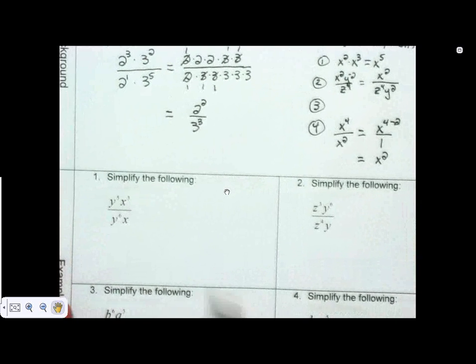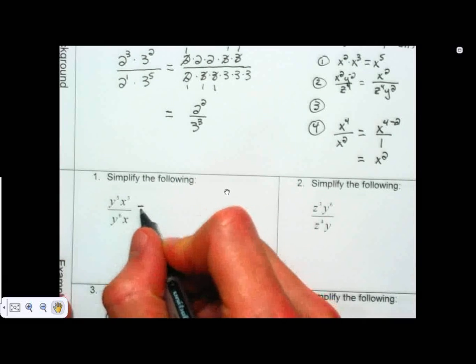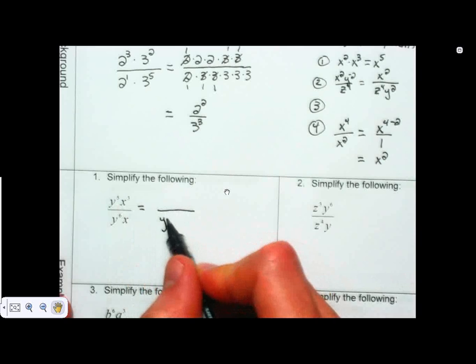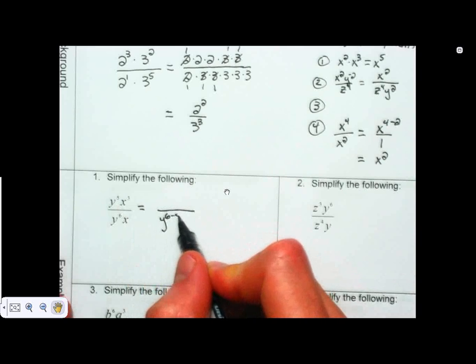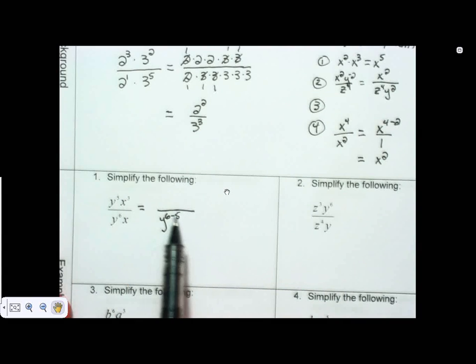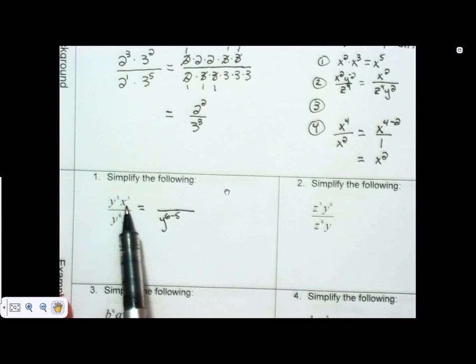If we look at number 1, the first thing I see are factors of y on top and factors of y on the bottom. But I definitely have more factors of y on the bottom than I have on top. So I know that I'm going to end up with factors of y on the bottom. To figure out how many, I subtract the exponents. So I'm going to do 6 minus 5. And then for the x's, I've got more factors of x on the top than I have on the bottom.